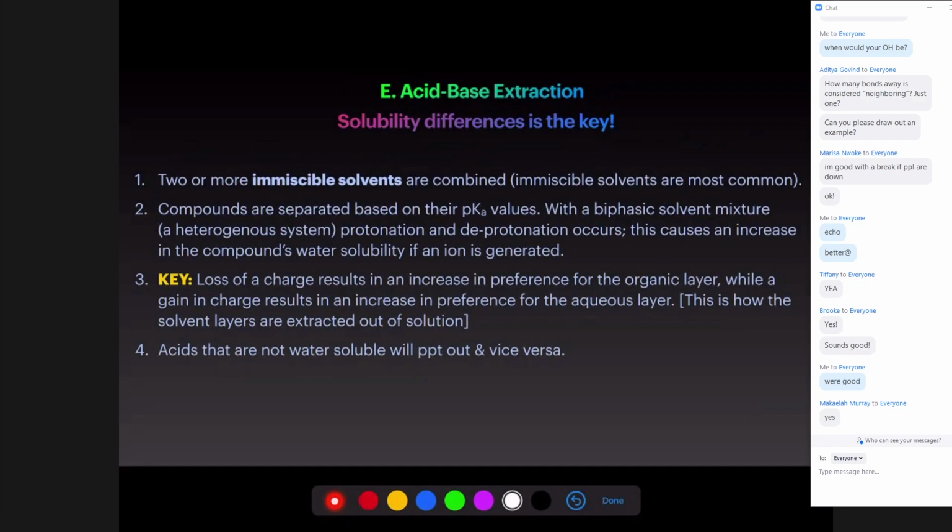So for acid-base extraction, the solubility differences is key.